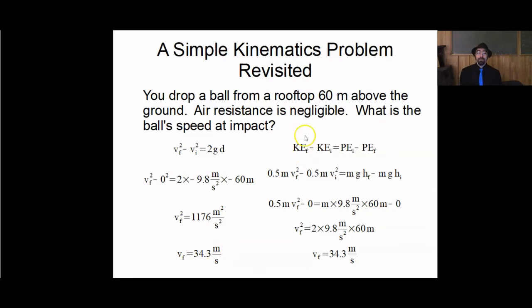Compare that to conservation of energy. Now you might think we can't actually calculate the energies because we don't know the mass of the ball. And that's right, we can't calculate the individual energies. But we can still solve for what we need to.